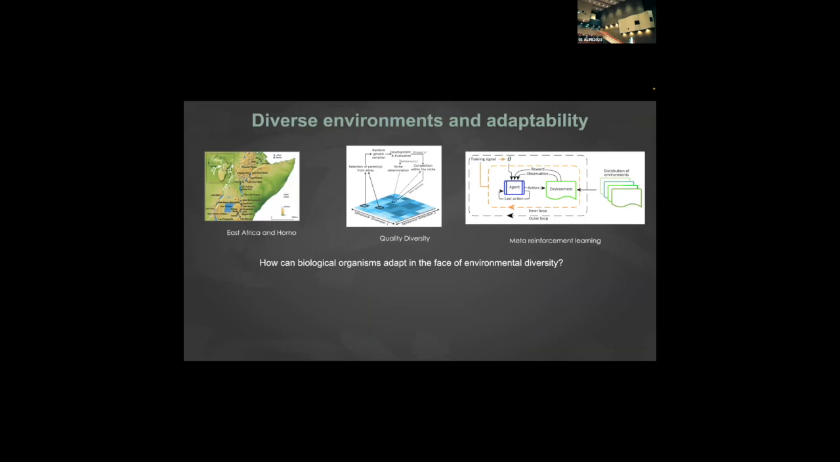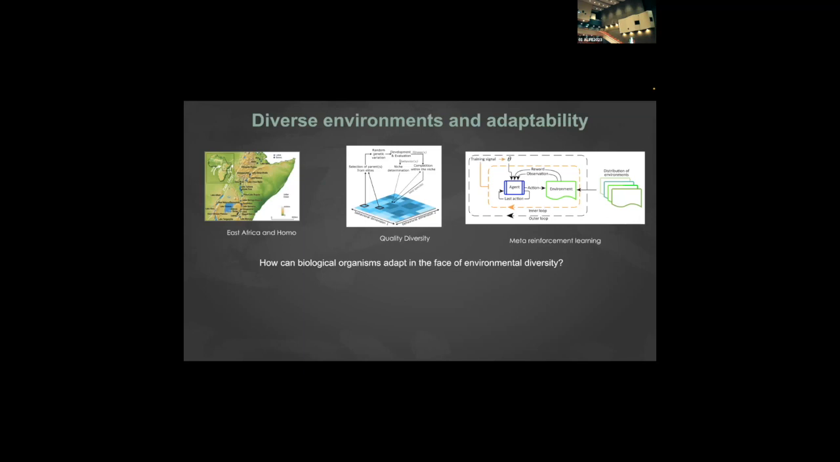And then in artificial studies, we have algorithms such as quality diversity, which explicitly design for a diversity of behaviors in a population. Or we have meta-reinforcement learning, where we train an agent on a diversity of environments in order to improve its ability to react to unseen situations.